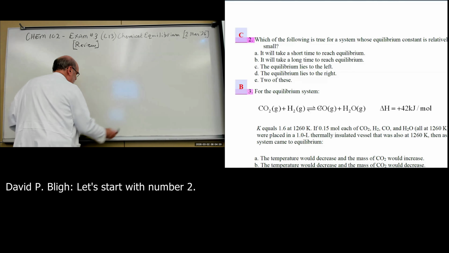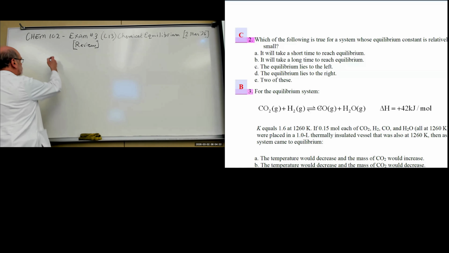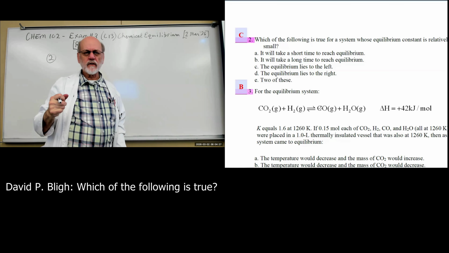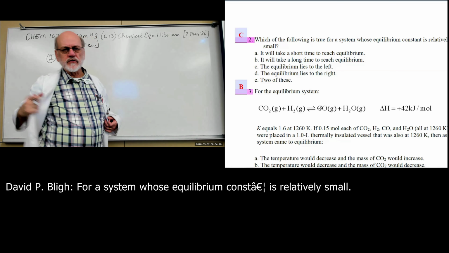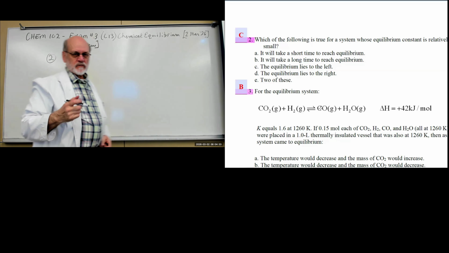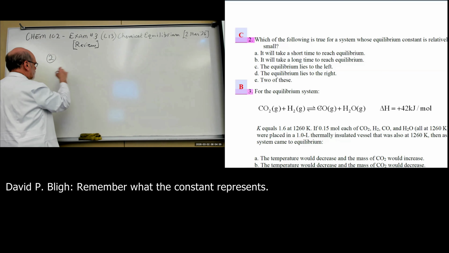We'll start with number 2. Which of the following is true for a system whose equilibrium constant is relatively small? Remember what the constant represents.